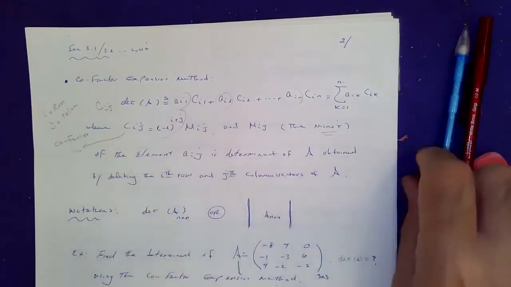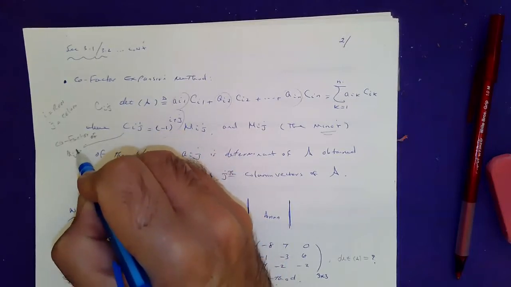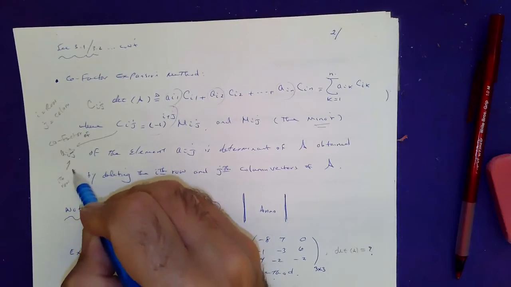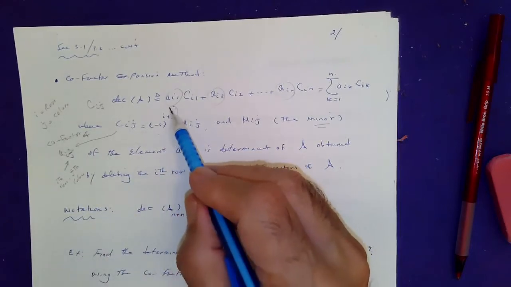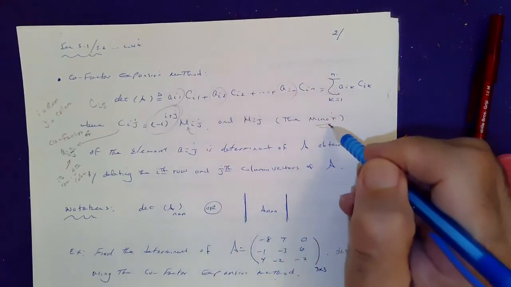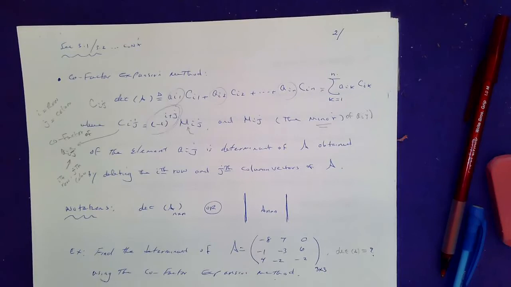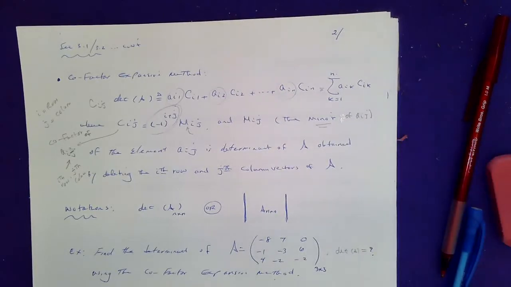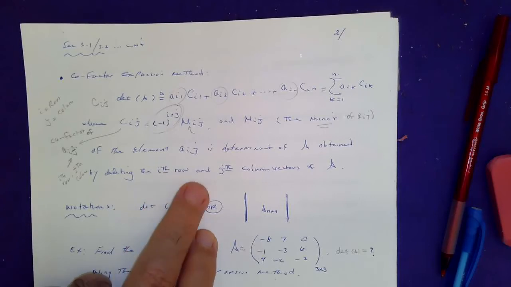In general, the cofactor of the element Aij, which is the element in the ith row and jth column, is equal to -1 to the power of i plus j. This generates a plus or minus sign, times the minor. So this is called the minor of Aij. What's a minor? Well, the minor of the element ij is the determinant of the matrix obtained by deleting the ith row and the jth column of A.